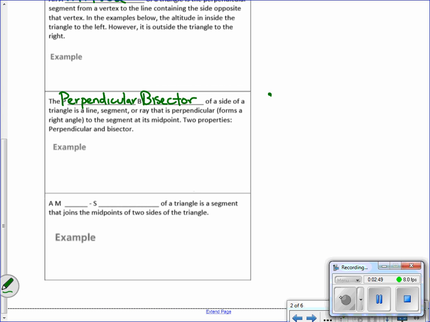Next up is a perpendicular bisector. The perpendicular bisector of a side of a triangle is a line, segment, or ray that is perpendicular, forms a right angle, to the segment at its midpoint. 2 properties, it's perpendicular and it bisects. Okay, so it's a bisector. Draw your picture in there.